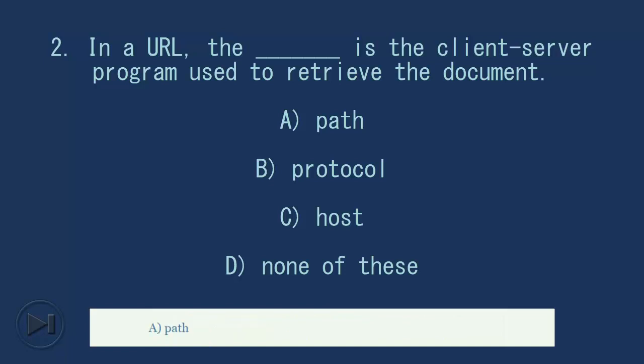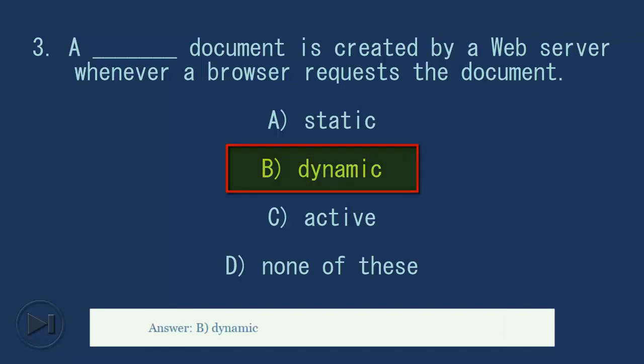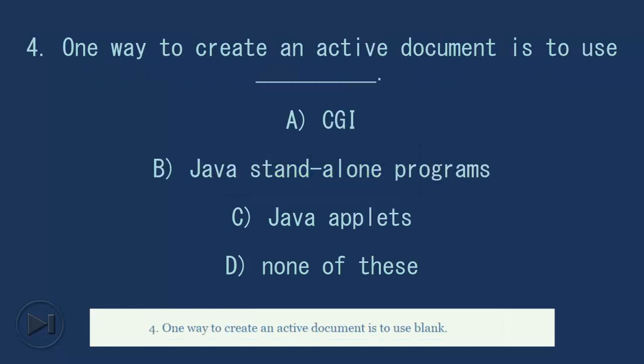A. Path. B. Protocol. C. Host. D. None of these. Answer, B. Protocol. 3. A blank document is created by a web server whenever a browser requests the document. A. Static. B. Dynamic. C. Active. D. None of these. Answer, B. Dynamic. 4. One way to create an active document is to use blank.